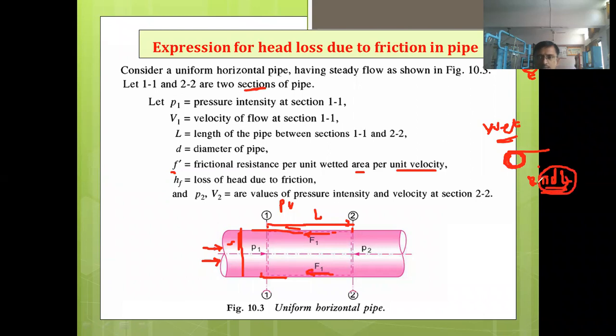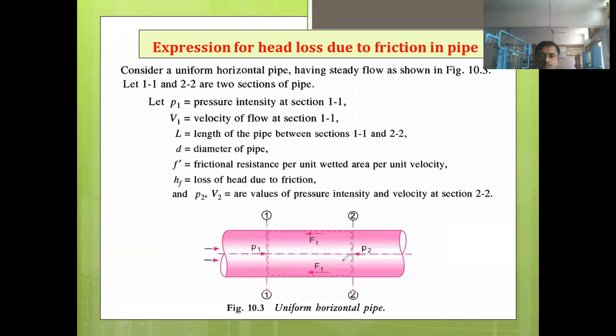Per unit wetted area means this per unit wetted area, and per unit velocity. Per unit velocity means what? ही जर velocity 1 असेल त्या केस मध्ये हा f dash it will have certain value. Okay. जर परत velocity वाढली तर रेजिस्टन्स पण या ठिकाणी काय होईल? वाढेल. ओके, पर युनिट वेलोसिटी. HF is the loss of head due to friction, or we call it a head loss due to friction. आणि याची डेरिवेशन आपण या ठिकाणी डिराइव्ह करतो, फाइंड आउट करतो. HF is equal to what? हे आपण डेरिवेशन या ठिकाणी करतो.